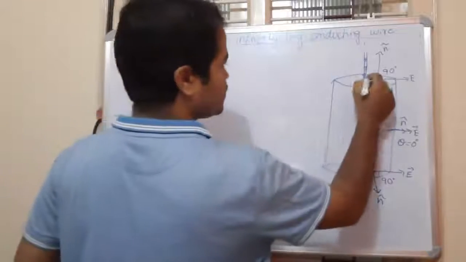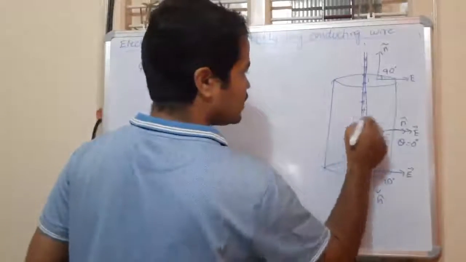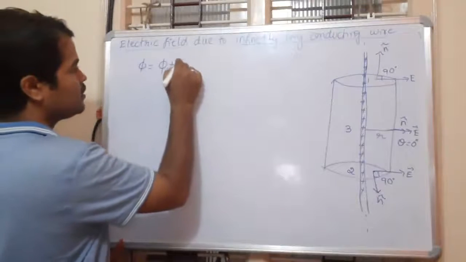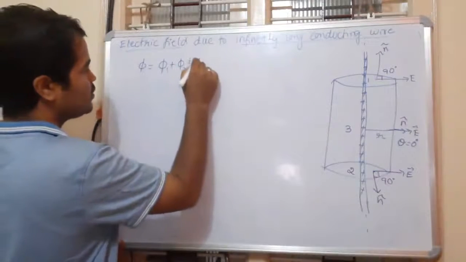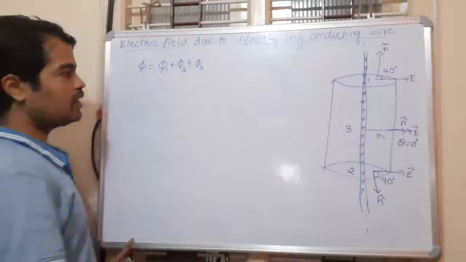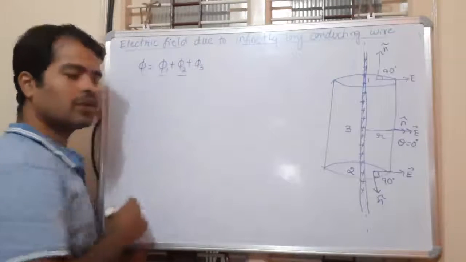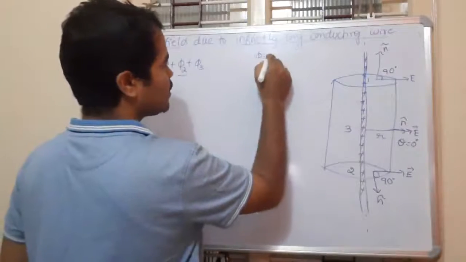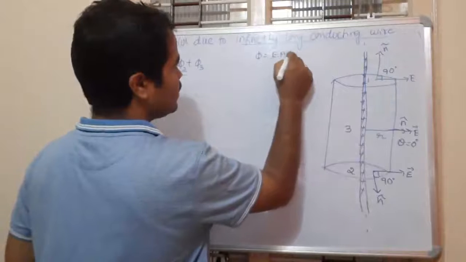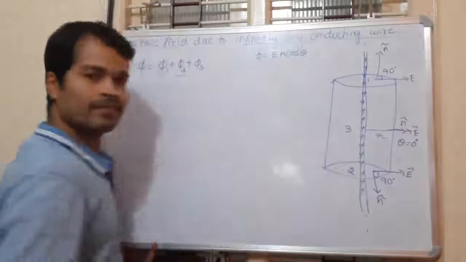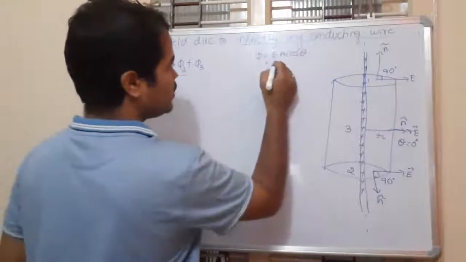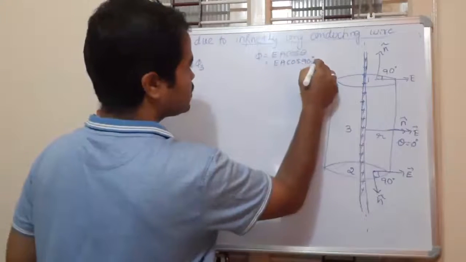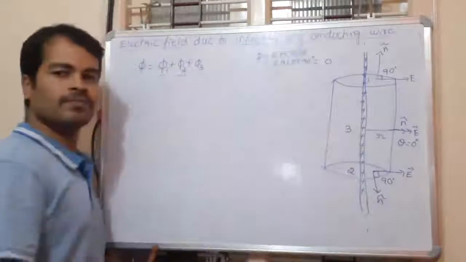So let me call this first, and this one is second, and this curved portion is what we call 3. Phi 1 plus phi 2 plus phi 3. Now phi 1 and phi 2 will give what? 0, because they are perpendicular. Because as we know, electric flux is given by E A cos theta. So it becomes E A cos 90 degree. Cos 90 degree is 0, so it becomes 0.